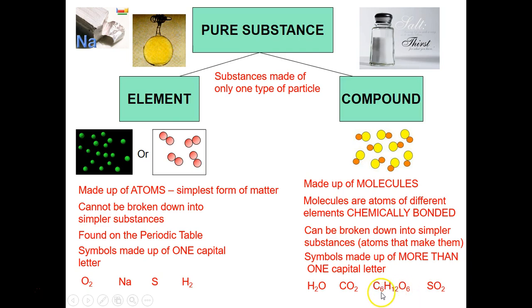Alright, so glucose will be made up of 6 carbon atoms. Each molecule will be made up of 6 carbon atoms, 12 hydrogen atoms, and 6 oxygen atoms. And sulfur dioxide will be 1 sulfur atom and 2 oxygen atoms.